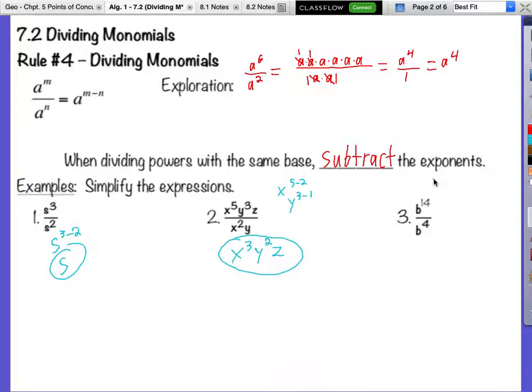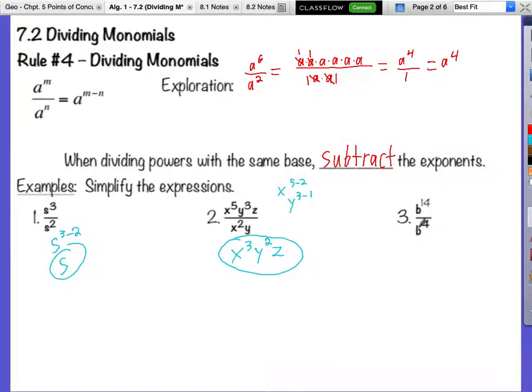Any other questions on the first two before we move on to the third? Okay, on the third one, are we dividing powers with the same base? Yeah, so what are we going to do with the exponents? Subtract them. So something I end up doing here is I say, okay, are we going to get rid of all of these b's down here in the bottom? Technically there's 4 different b's being multiplied together. Are we going to get rid of all of them? Yeah, because the number on top is bigger, right?